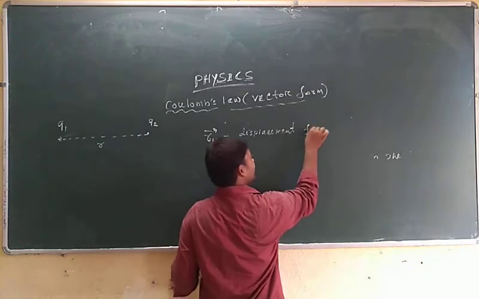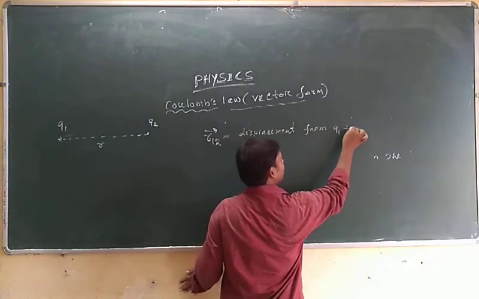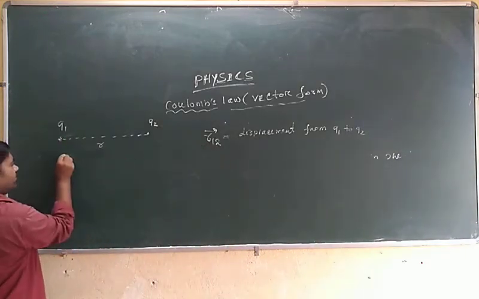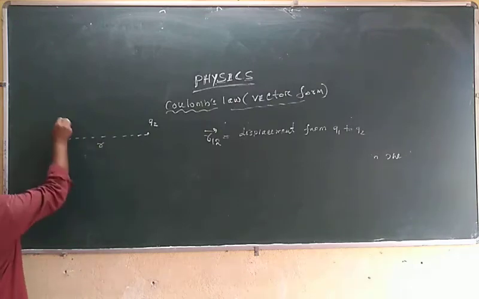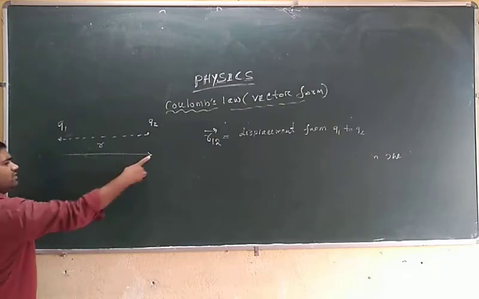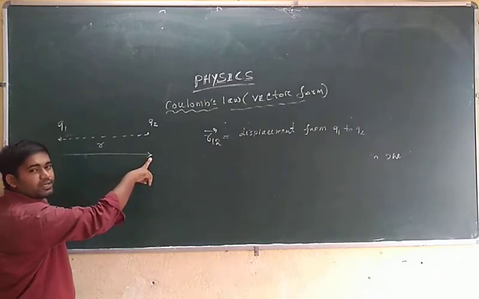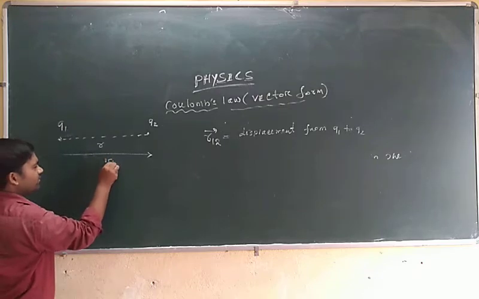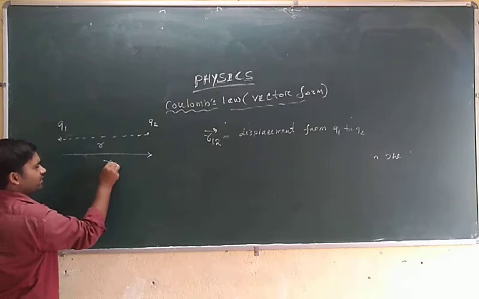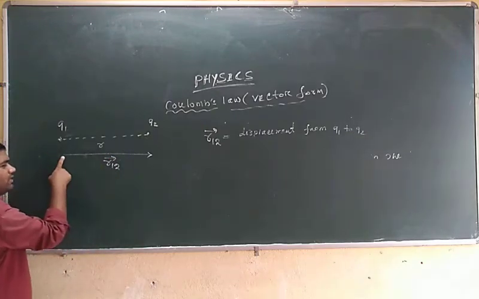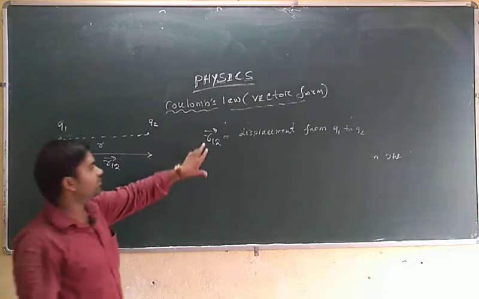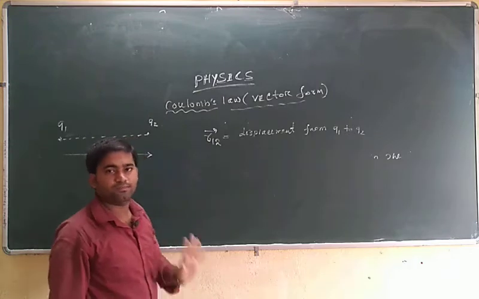So R12 vector will give the displacement from q1 to q2. This is very important. This one is R12, and there is a head position, so I mark an arrow here. R12 vector means there is a displacement from q1 towards q2. 1 to 2 means q1 charge to q2 charge, and that is represented by R12 vector.